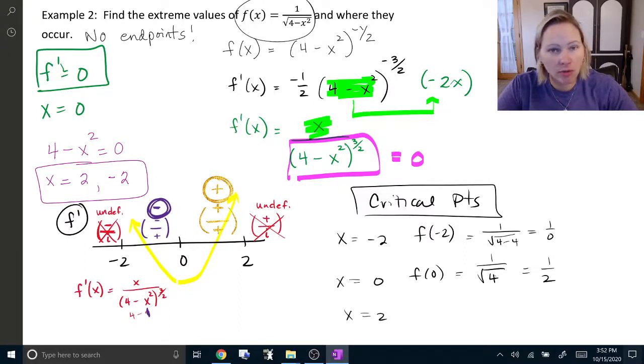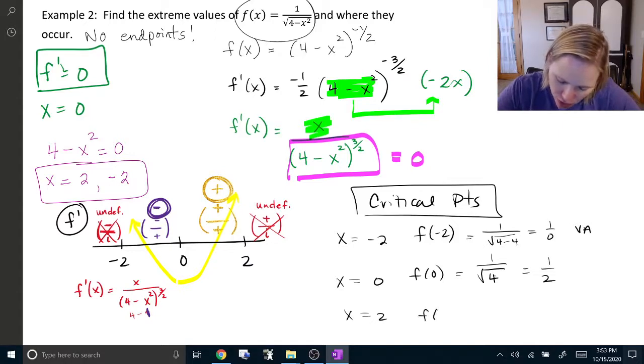I have a 0 in my denominator, which must mean that I have a vertical asymptote. So critical values are more than just extreme values. They're also other things on my graph. It's somewhere where something interesting is happening. And in this case, I have a vertical asymptote.